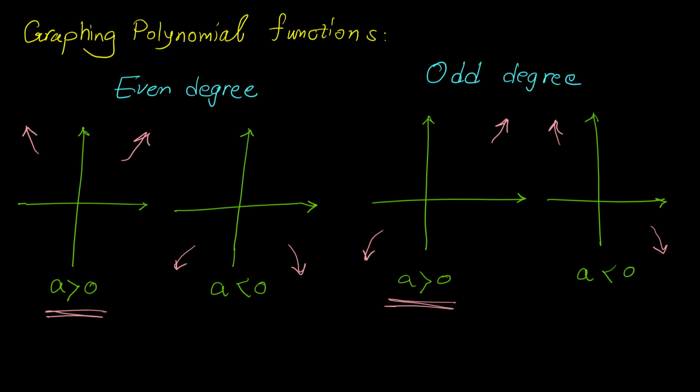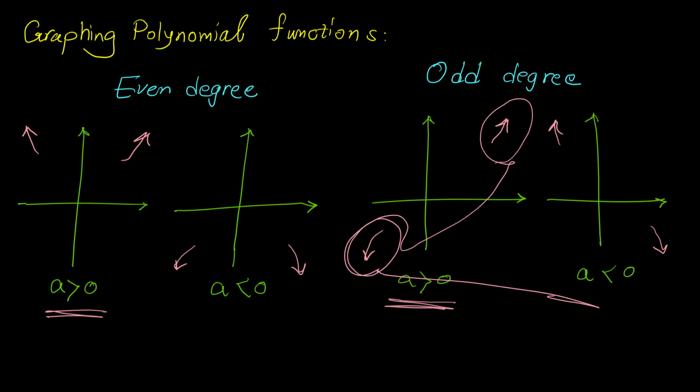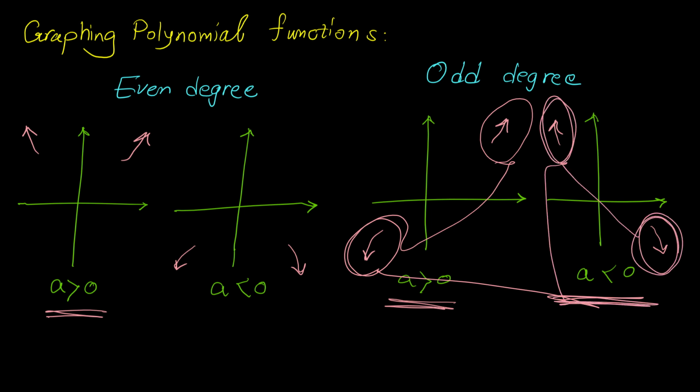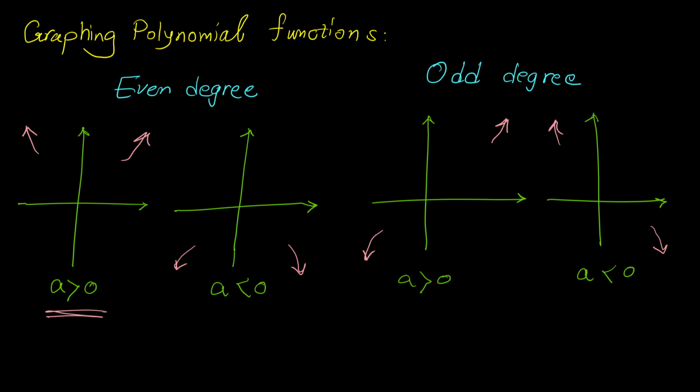When the leading coefficient is positive, the right end is going up, the left end is going down. When the leading coefficient is negative, the left end is going up, the right end is going down. So this is important and you have to keep this in your head.